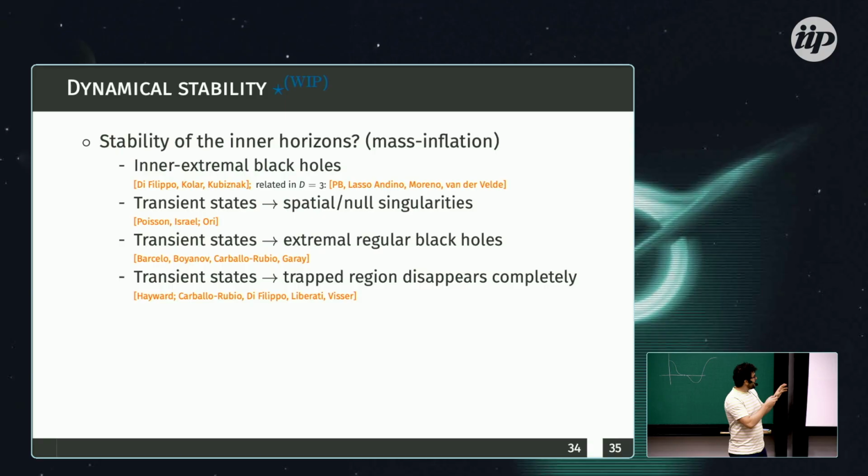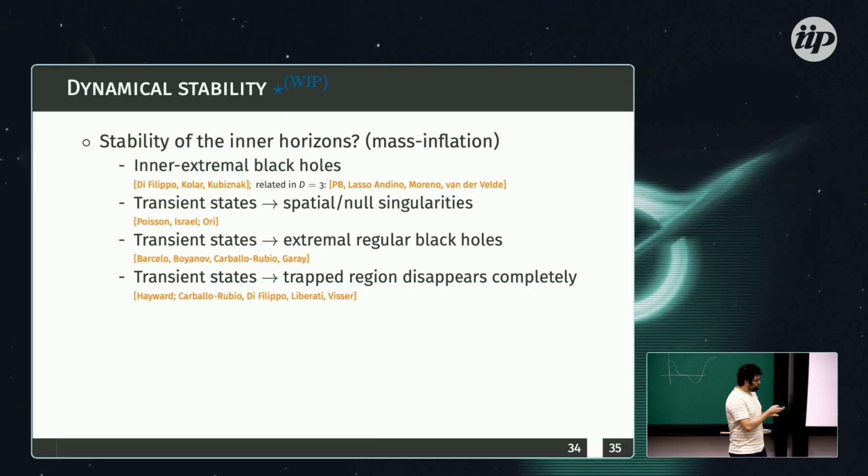And they mention these two possibilities. Either you may end up with an extremal regular black hole, like the one I showed you before, or actually the trapped region disappears completely. So there were never horizons to begin with. Okay, so for some period of time you have a trapped region, but it actually ends up disappearing completely.